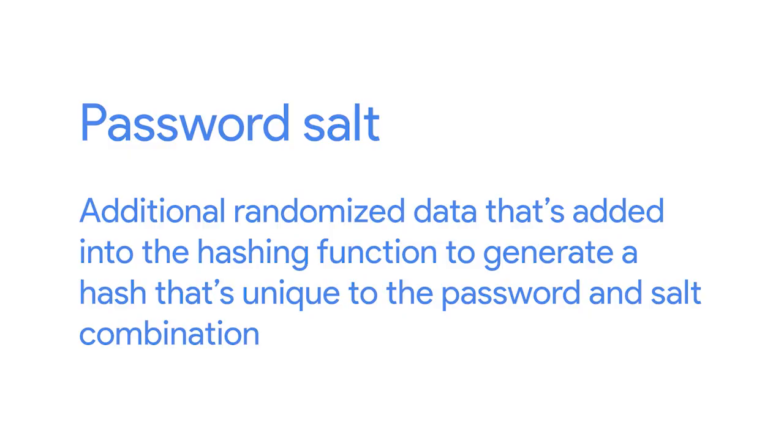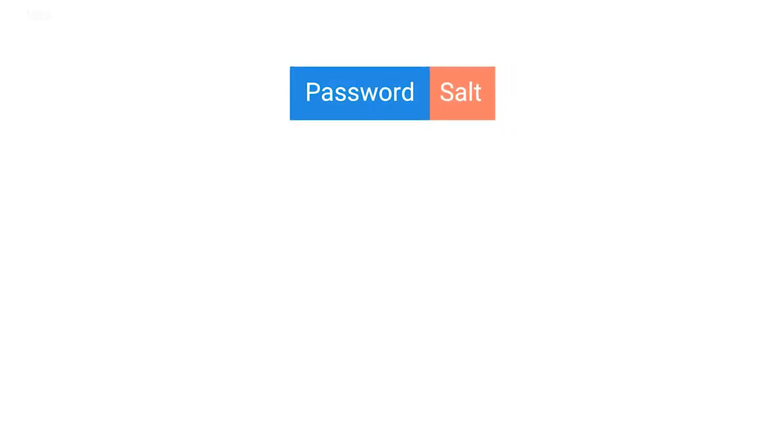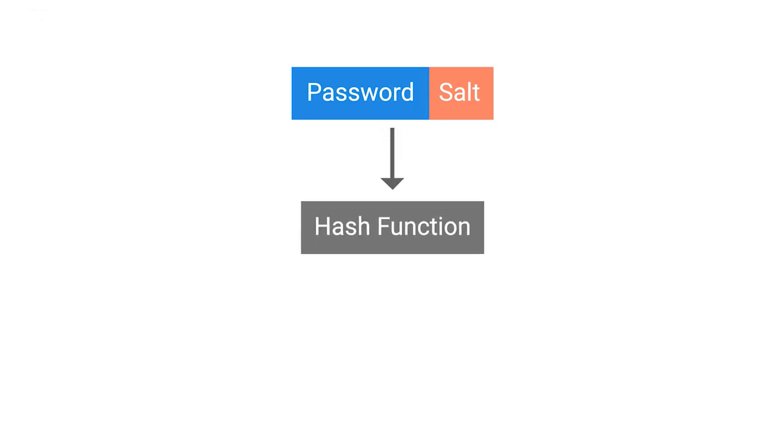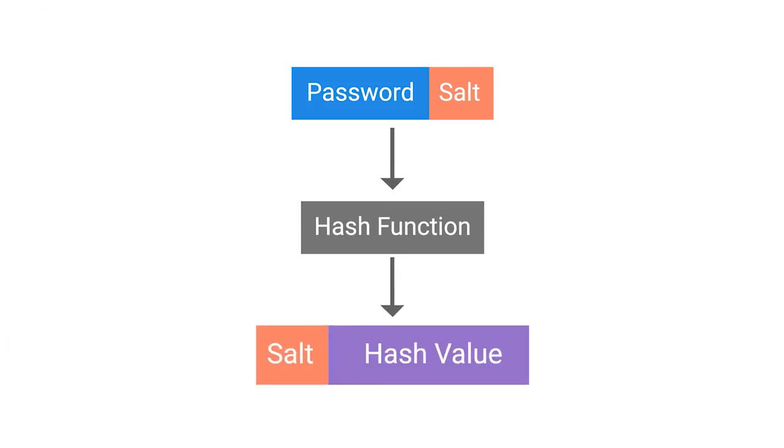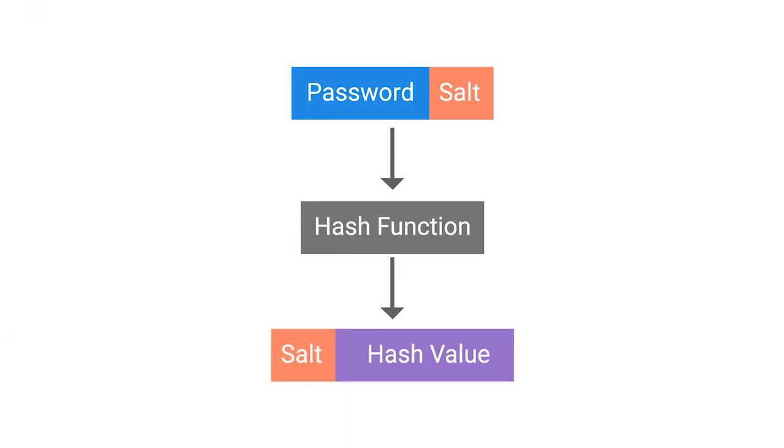That's where salts come into play. And no, I'm not talking about table salt. A password salt is additional randomized data that's added into the hashing function to generate a hash that's unique to the password and salt combination. Here's how it works. A randomly chosen large salt is concatenated, or tacked onto the end of, the password. The combination of salt and password is then run through the hashing function to generate the hash, which is then stored alongside the salt. What this means now, for an attacker, is that they'd have to compute a rainbow table for each possible salt value. If a large salt is used, the computational and storage requirements to generate useful rainbow tables becomes almost infeasible.